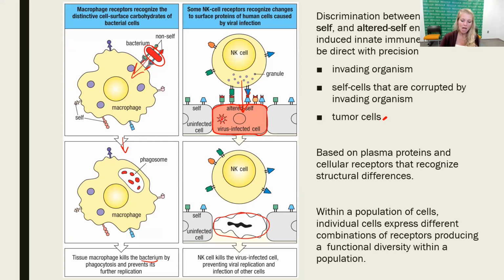Okay. So within a population of cells, individual cells express different combinations of receptors, producing a repertoire across macrophages and NK cells and other innate immune system cells to recognize potentially any type of pathogen or altered self cell that the body can encounter. So it's pretty great that the innate immune system, although non-specific, can still do a lot of recognition.